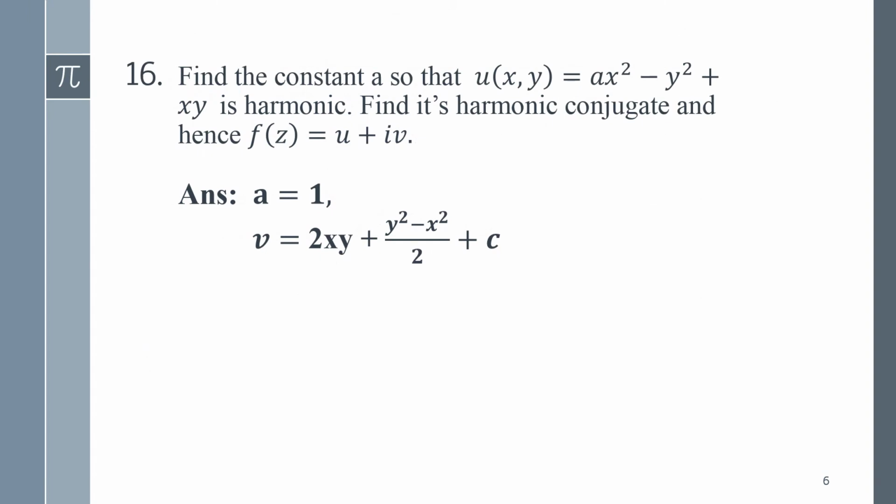find the function a so that u of x comma y equals a x square minus y square plus xy is harmonic. So here it has already been told that the given function is harmonic. So for that you have to find a and find its harmonic conjugate, and hence you have to find its analytic function f of z, that is, u plus iv. So you have to find such a value so that the function will be harmonic.